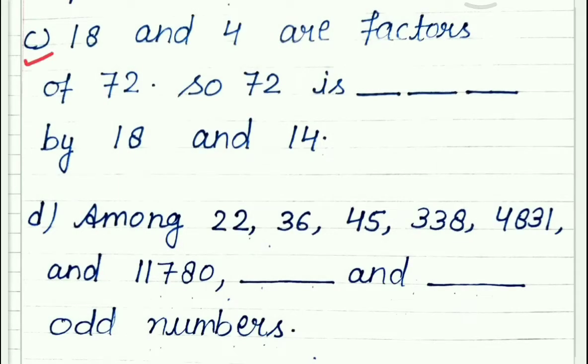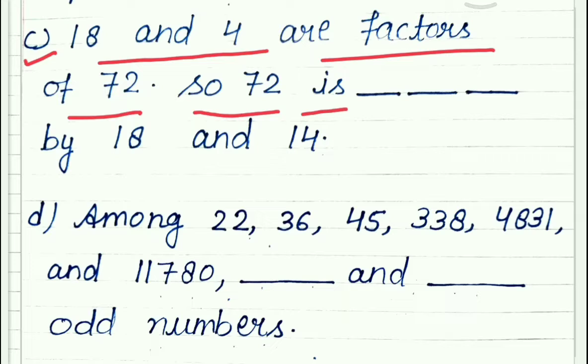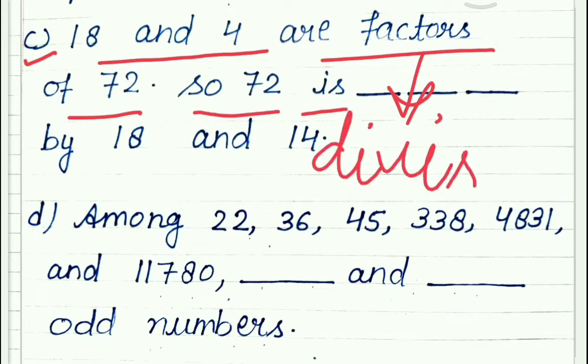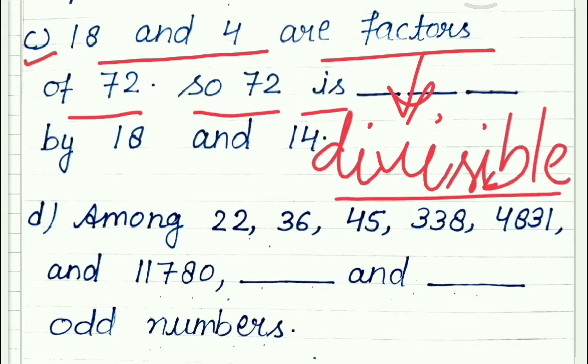Next, C part. Here is given: 18 and 4 are factors of 72. So 72 is dash by 18 and 4. What will be? It is clearly written here 18 and 4 are factors, so 72 will be clearly divisible. So here the answer will be divisible, D-I-V-I-S-I-B-L-E. Clear?